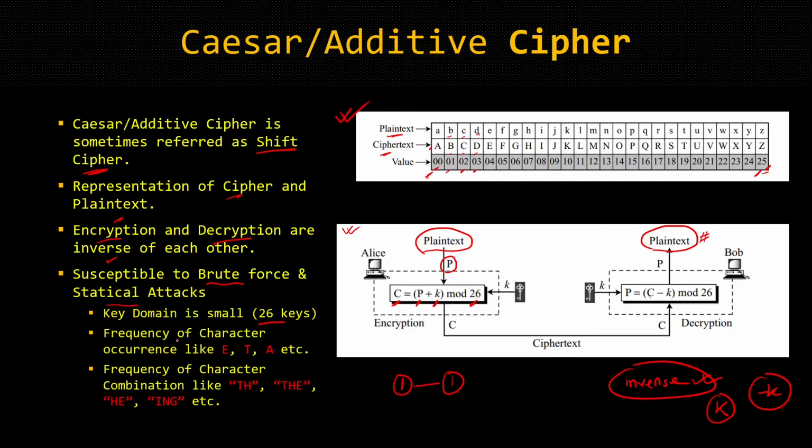So an attacker can use, say, the frequency of character occurrence, like E, T, A, which have the highest frequency in the English language, or the attacker can use character combinations of digrams or trigrams like TH, THE, HE, ING. These are some of the digrams and trigrams which are most frequently used in the English language. Using these frequency occurrences, attackers can launch these statistical attacks.